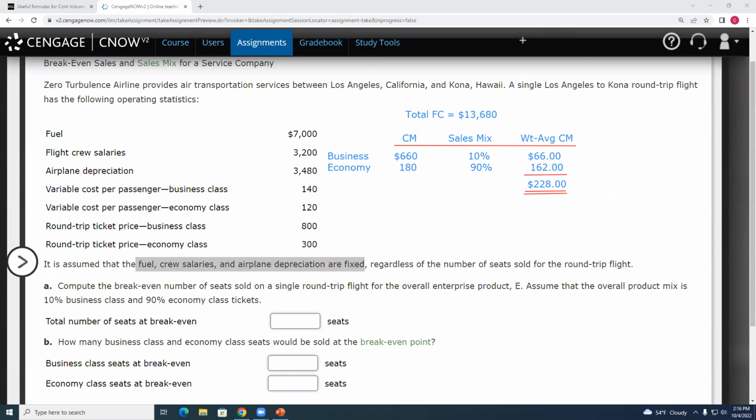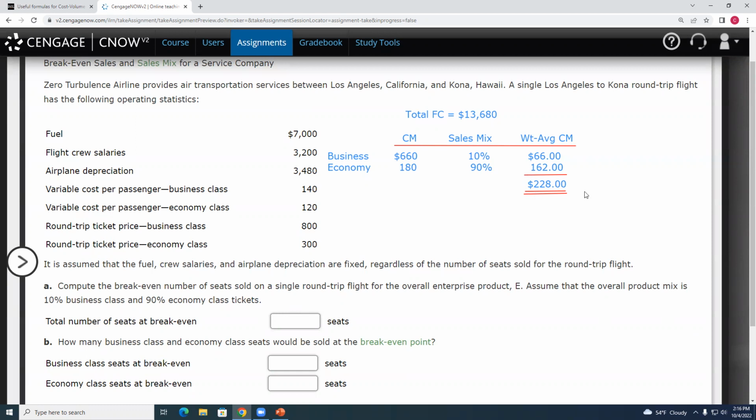And so what do we see here? We had contribution margins for some of the tickets of $660, but other tickets of $180. The vast majority, 90% of our sales, are those economy tickets with only a contribution margin of $180. And so the weighted average contribution margin is between the two, but it's much closer to the 180 than it is to the 660. And that is what you should see.